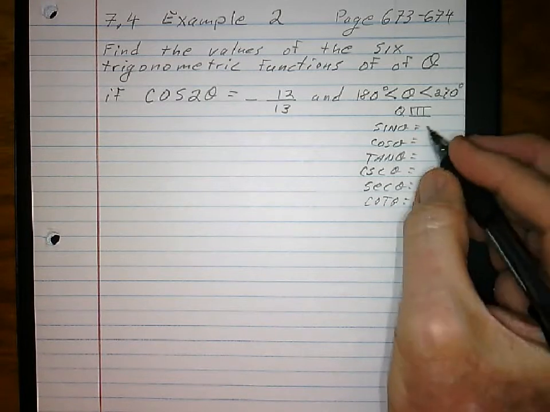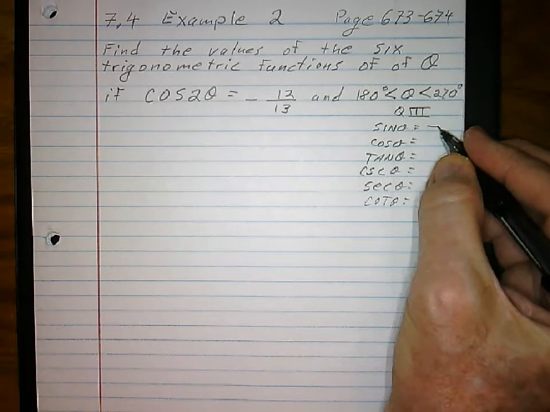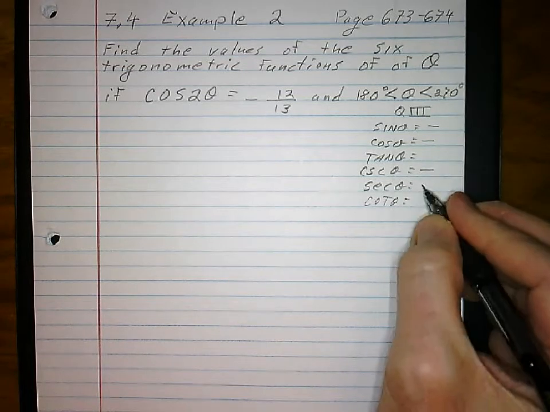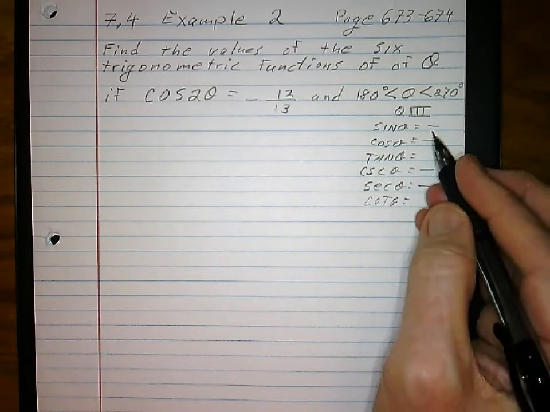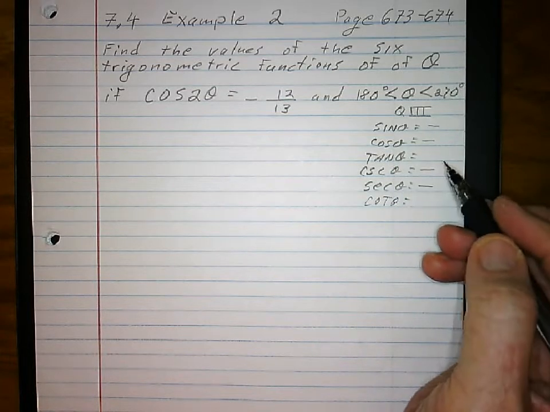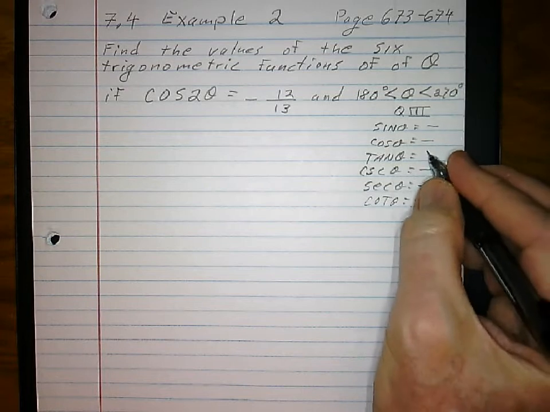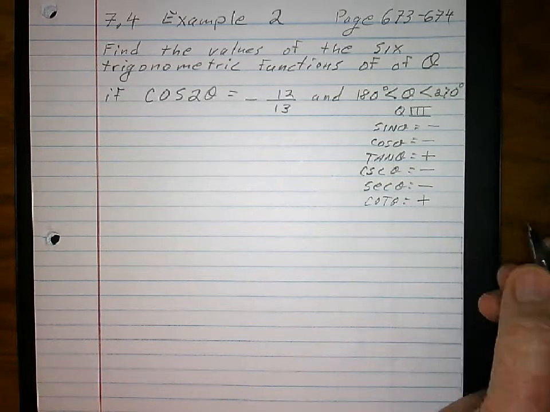I think, oh, quadrant 3, x and y are negative, so that means sine is negative, cosine is negative. That means the reciprocals, cosecant and secant, are negative. Tangent, because x and y, sine and cosine, are both negative, negative divided by negative is a positive. So if tangent is positive, its reciprocal cotangent is positive.